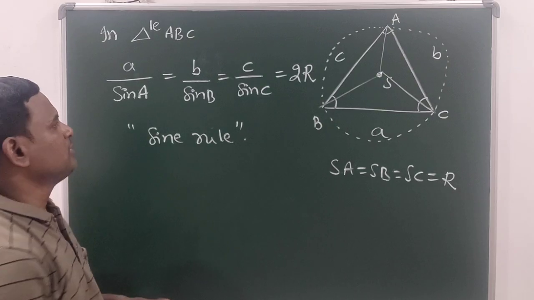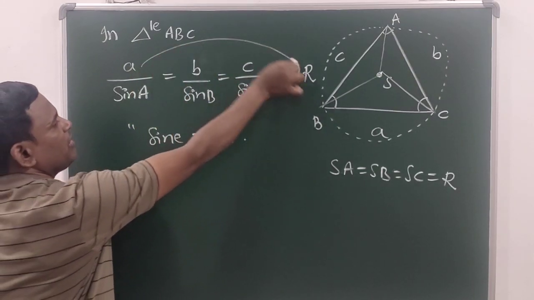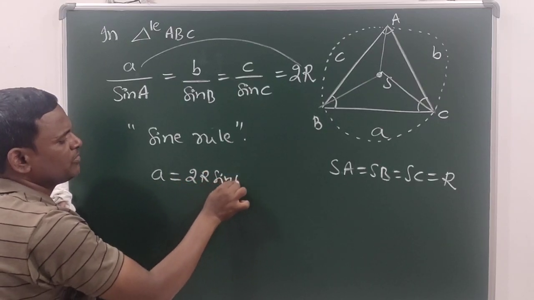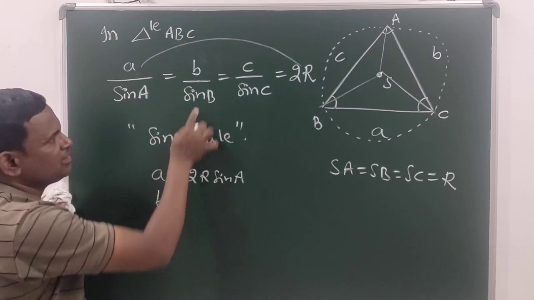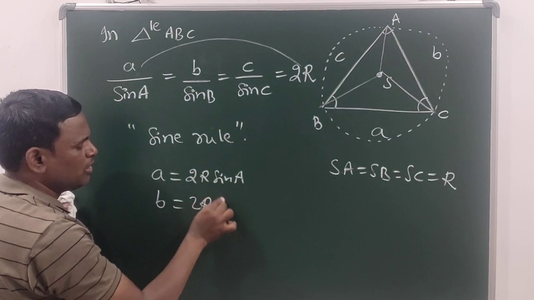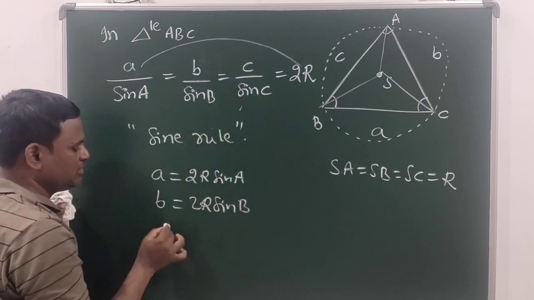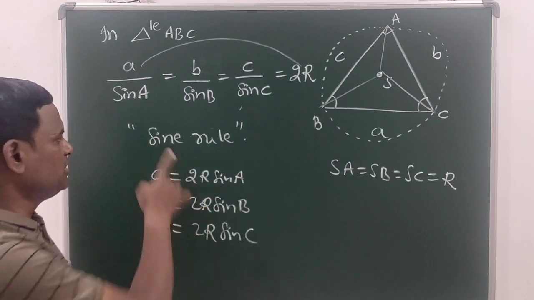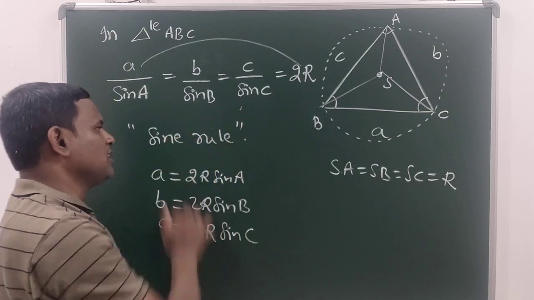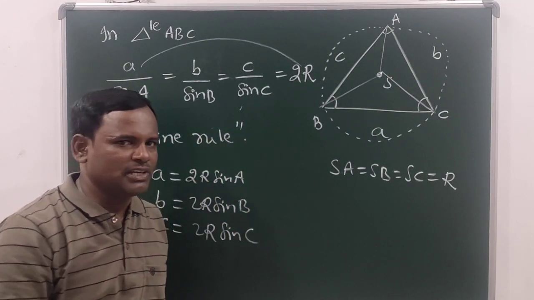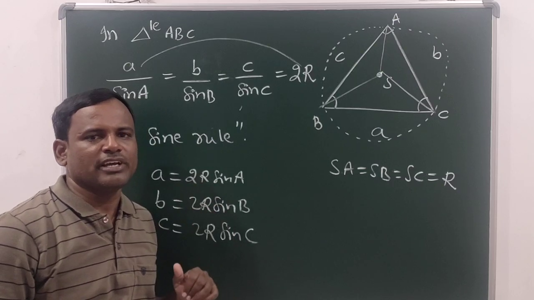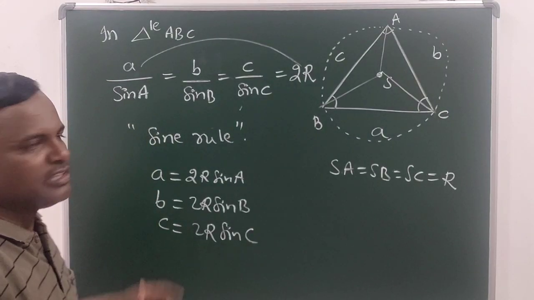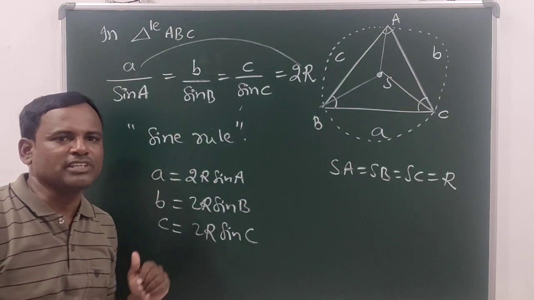Right. So if you equate first and last, a also can be written as 2R sine A. Similarly, b can be written as 2R sine B, and c is equal to 2R sine C. So this is the sine rule. It is a very important rule. With the help of this sine rule, we are going to attempt many more applications. I hope you have understood this statement of the sine rule.